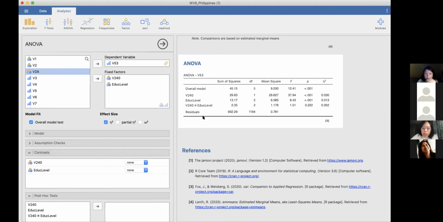Sorry, ma'am, what was that? Interaction. This one. Because what a two-way ANOVA does, it allows us to see not just the contribution of each variable, it also allows us to look at the interaction between gender and education level. And this is the interaction, V240 times education level. So is it significant? It's not significant. Therefore, the conclusion is what?